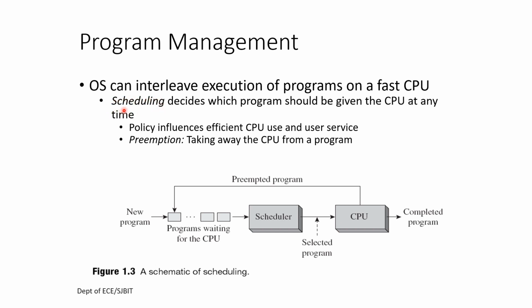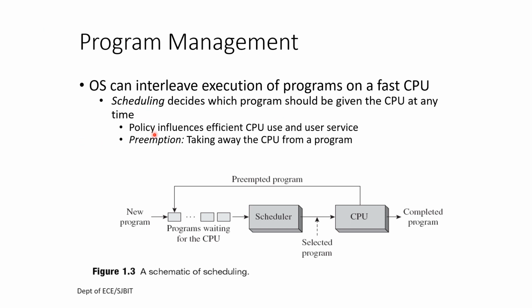Scheduling is the operating system deciding which program is going to execute next on the CPU. Achieving the interleaved execution of programs is called scheduling, which decides which program should be given to the CPU at any time. Scheduling is nothing but selecting a program for execution.